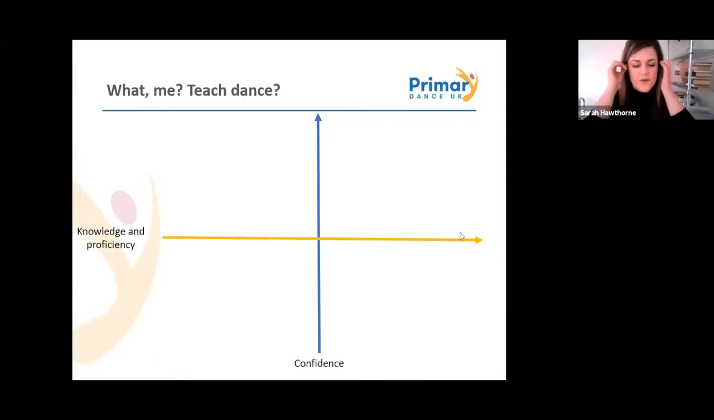So you get to use your little marking tools again now. This is exciting, isn't it? You're going to get to make a nice mark on my screen again. So we've got a little matrix here, and I use this when I go and do training in schools. And I find it's really helpful for us to all have a little think about where we are on this little spectrum here. So the yellow line going across represents knowledge of dance.